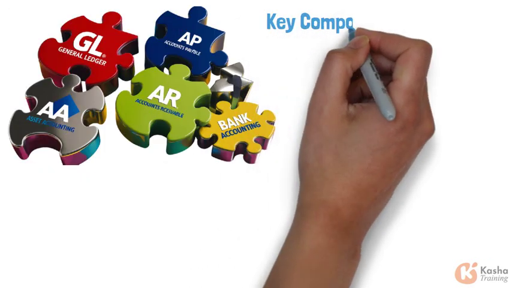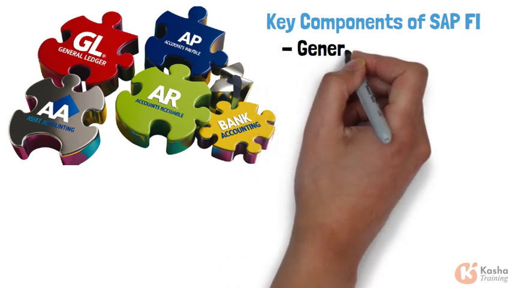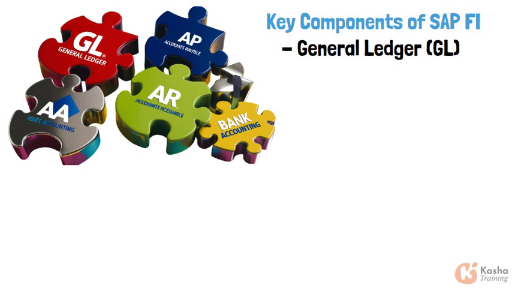Key components of SAP FI. SAP FI encompasses several key components that are essential for effective financial management. 1. General Ledger, GL. This is the central component where all financial transactions are recorded. The GL provides a complete overview of all accounts within the organization.